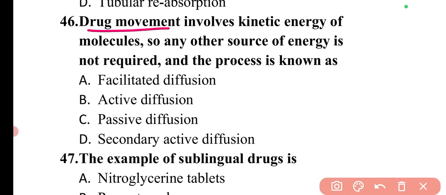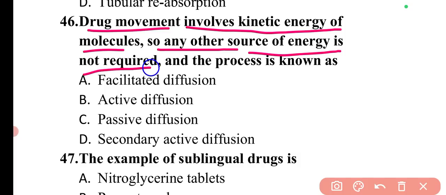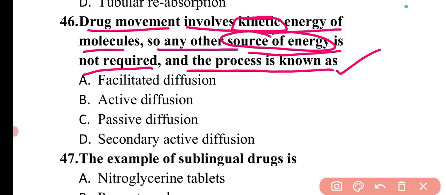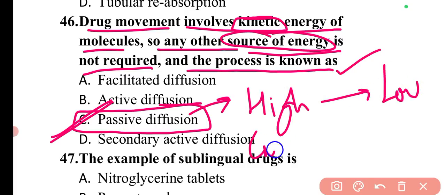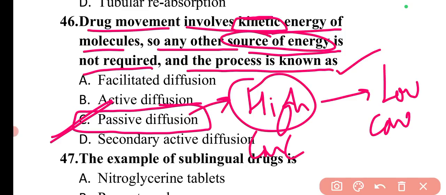Next question is, drug movement involves kinetic energy of molecules. Any other source of energy is not required, and the process is known as passive diffusion. So here option C will be the correct answer. Basically in passive diffusion, the drug will move from high concentration to low concentration.